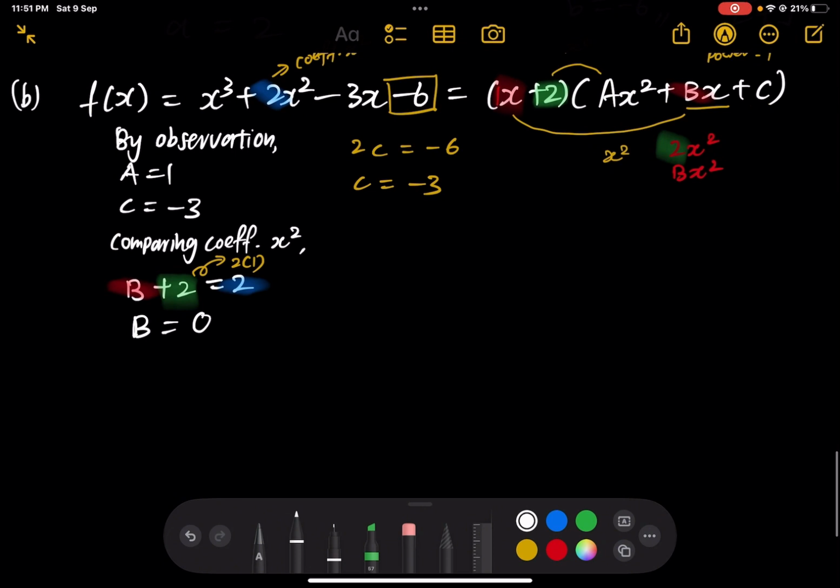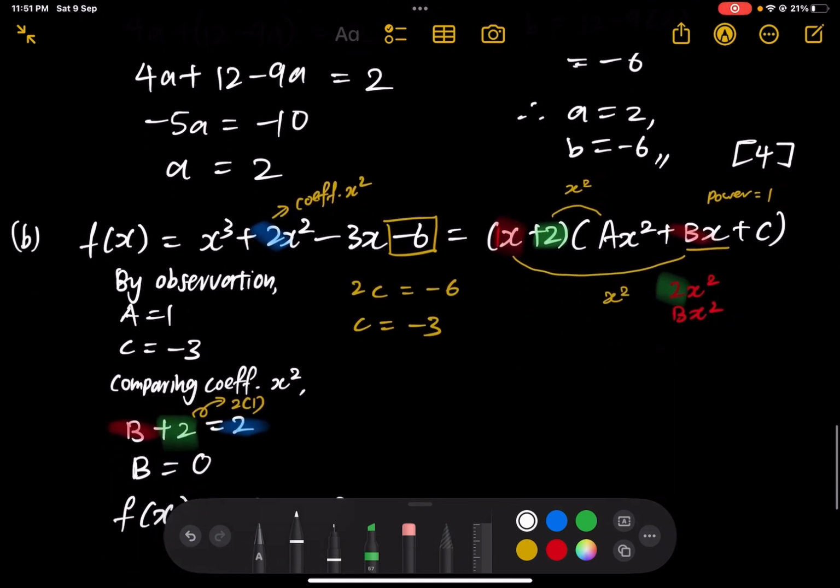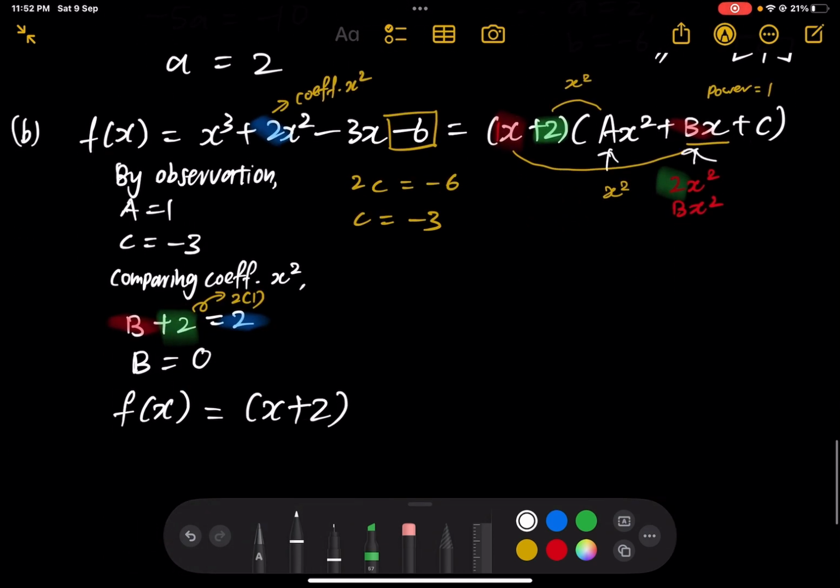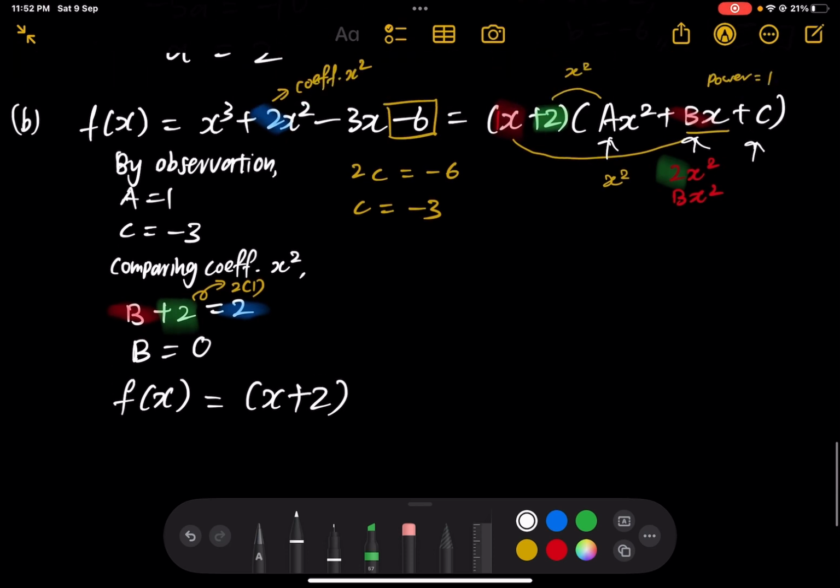So, let's simplify it again. I know my a, b, and c. I can plug it back inside. So my a is 1, so you give me x squared. b is 0, so we don't have anything. Anything times 0 cancels out. c is minus 3, so it's x squared minus 3.